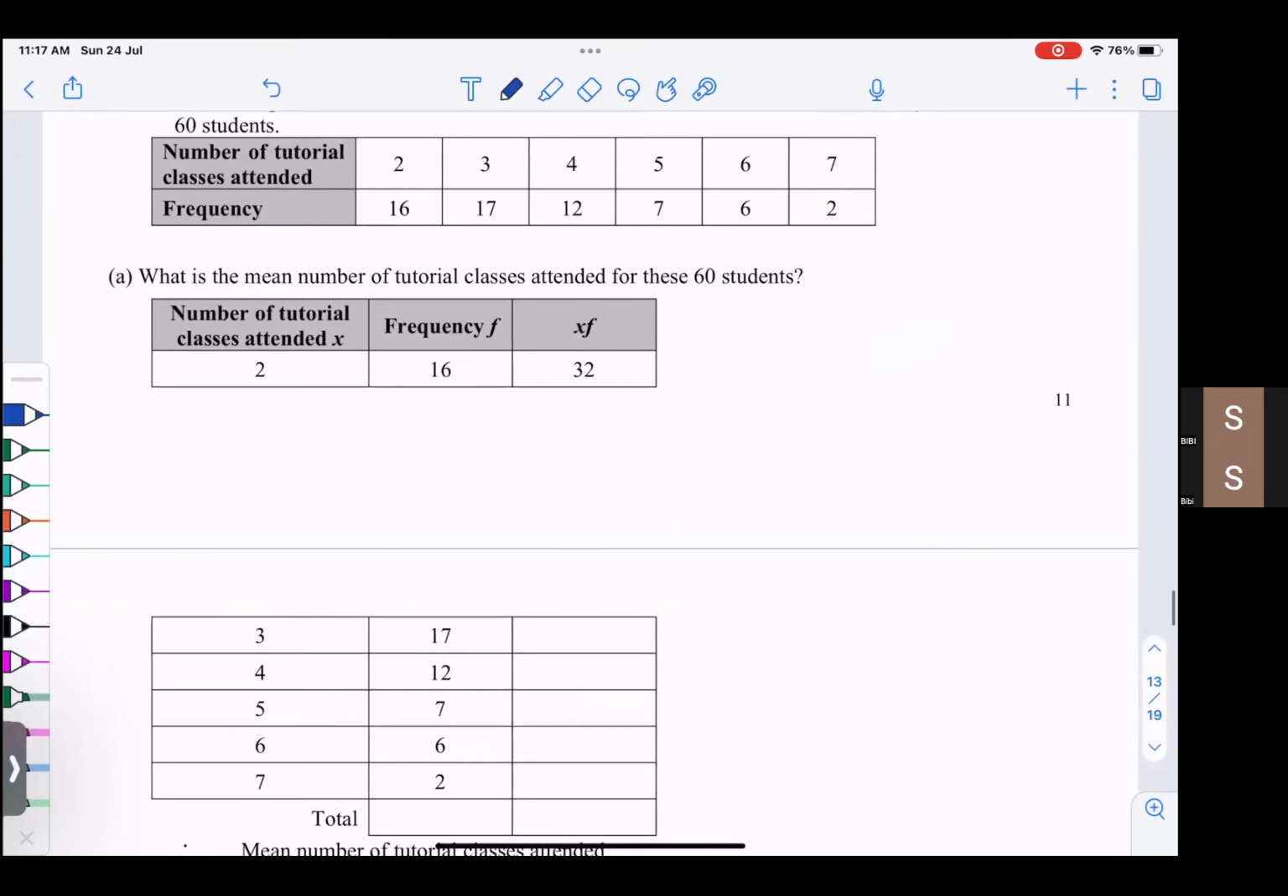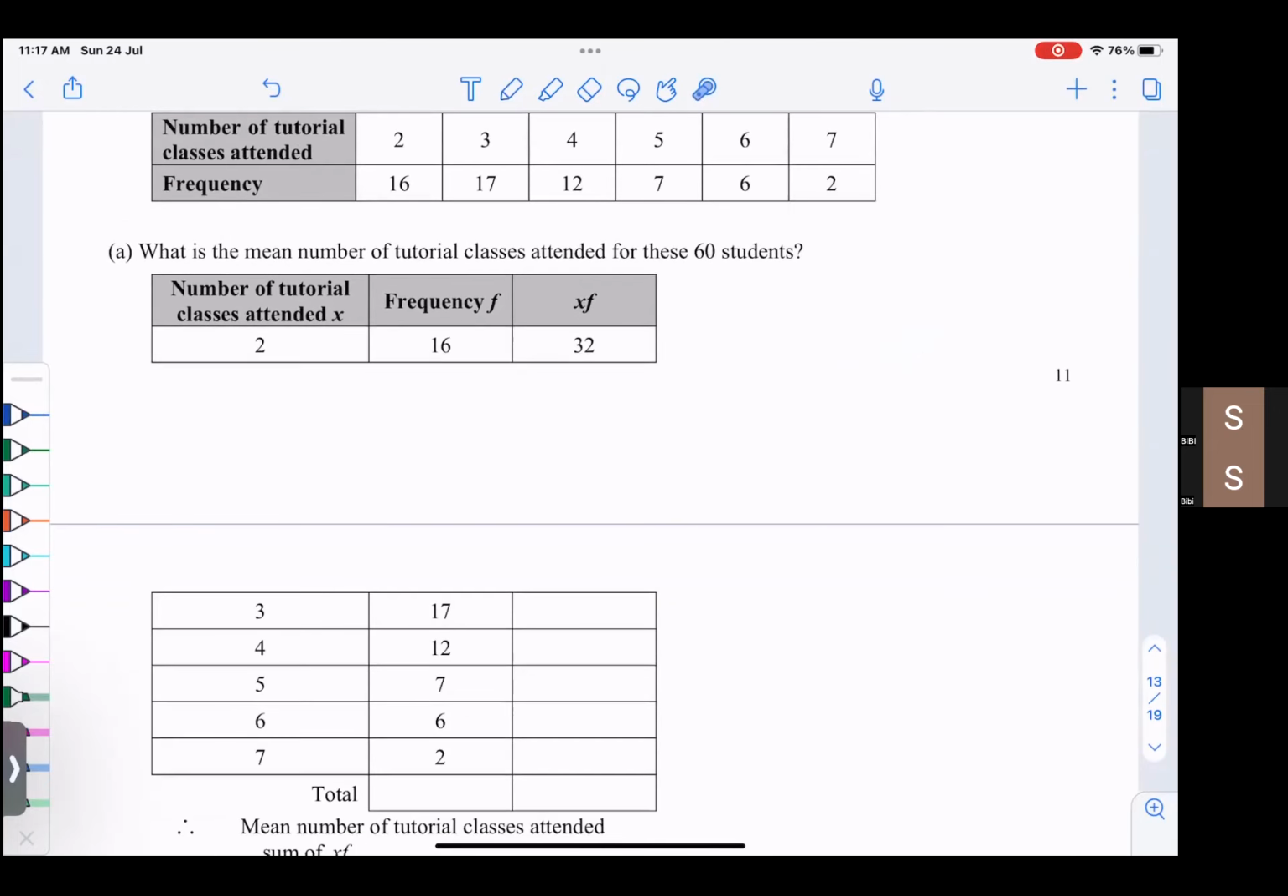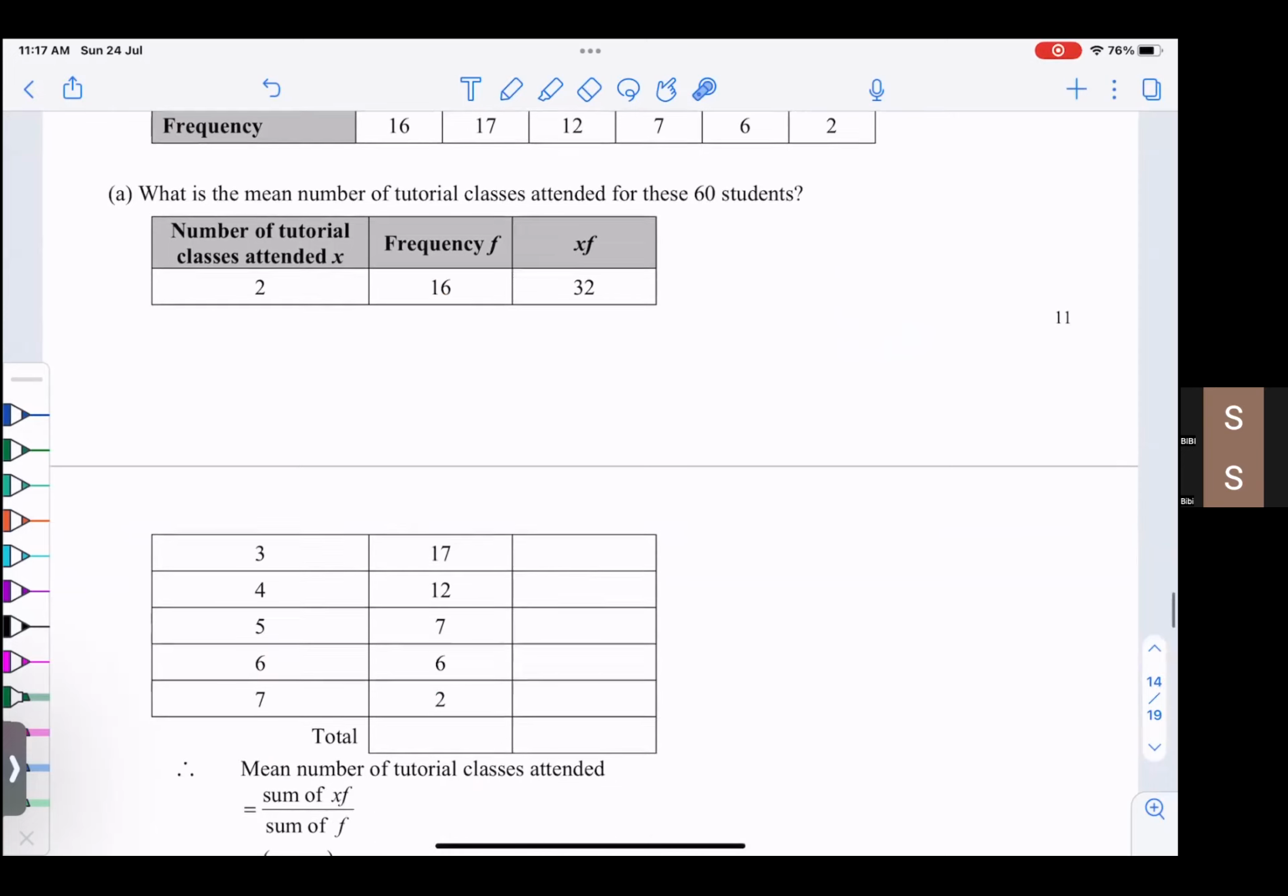So what they did is actually the same thing. 2, 16, 3, 17, 4, 12, 5, 7, 6, 6, 7, 2, like that. And then the first step they ask you is to calculate the XF. What is XF? X is the number of story classes attended. F is the frequency. And there's a times in between, so they are multiplying with each other.